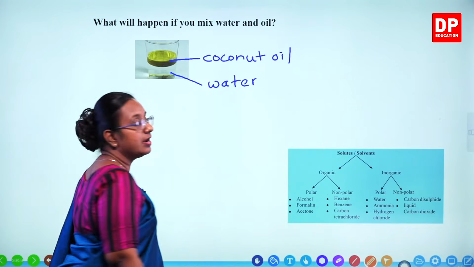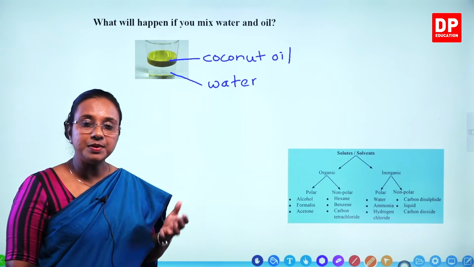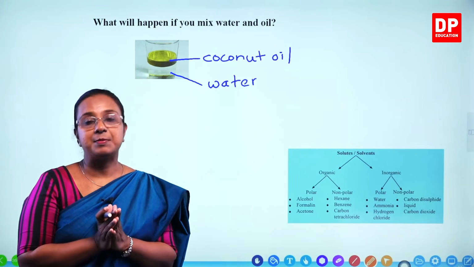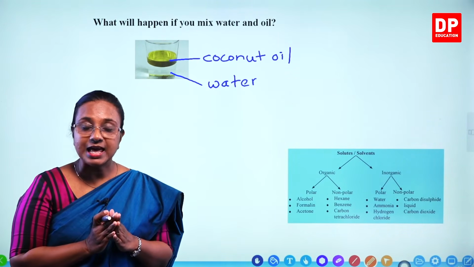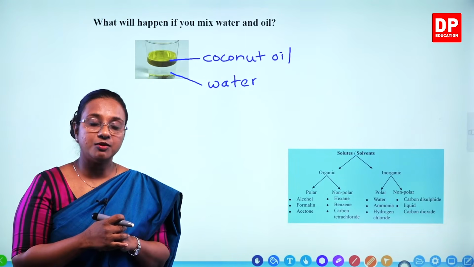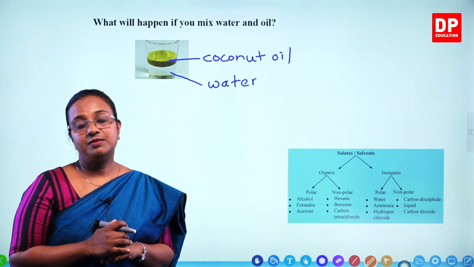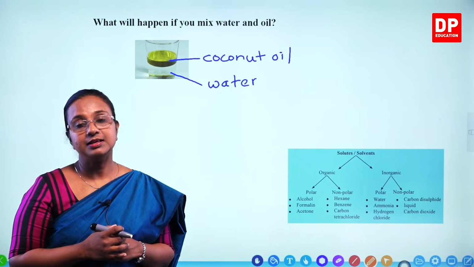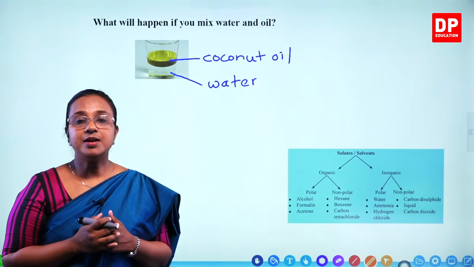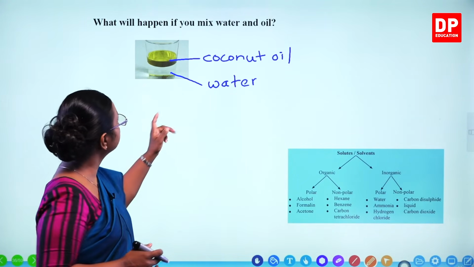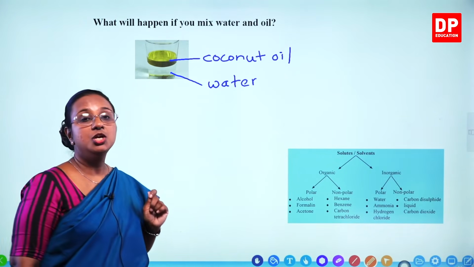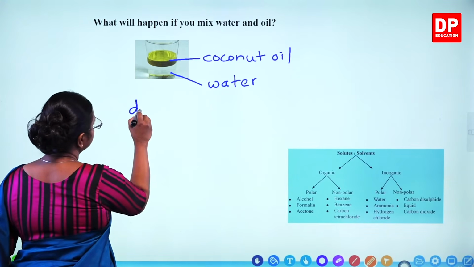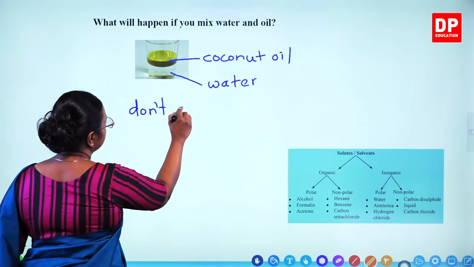This is an activity or an example that is very much familiar to you. When we use lamps, sometimes oil lamps, what we do is we put a little bit of water. On top of that, we add oil and then light the lamp. How is that possible? Because coconut oil and water do not mix. So here they do not mix.